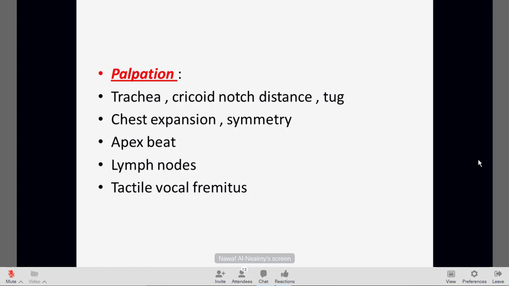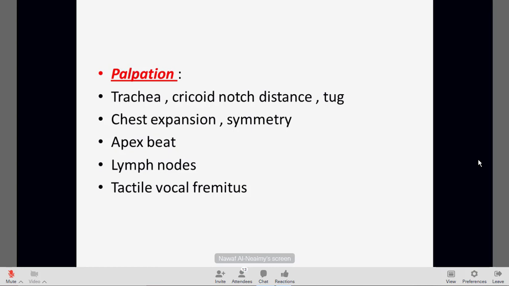So now for the trachea I have three things. Position of the trachea, whether it is central or slightly to the right, which is normal, or whether it is grossly deviated to one side. When I have gross deviation, I think it may be either pulling or pushing.